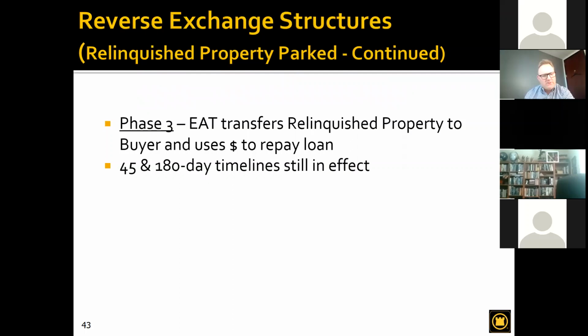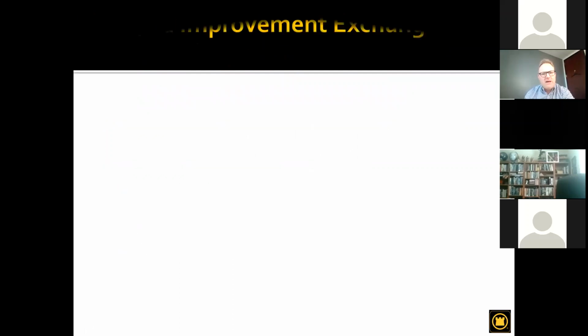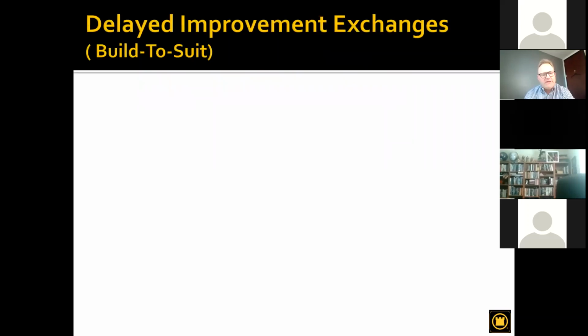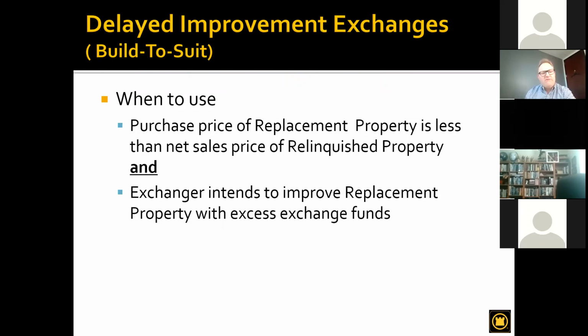So I think this is what we just already said here. So let's talk about delayed improvement exchanges, or build-to-suit transactions. So when do we use these? When the purchase price of the replacement property is less than the net sales price of the relinquished property, and the investor wants to put some improvements into that property with the excess exchange funds.